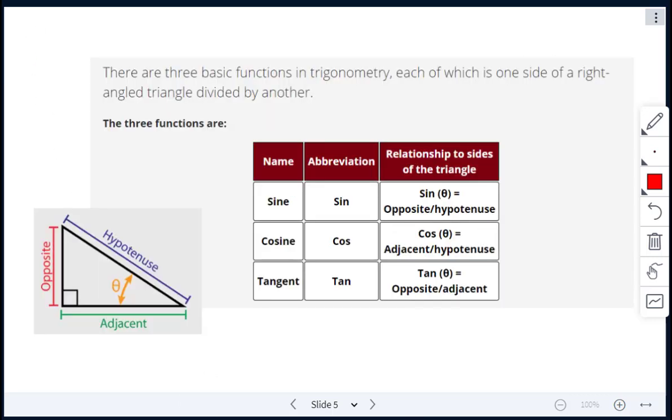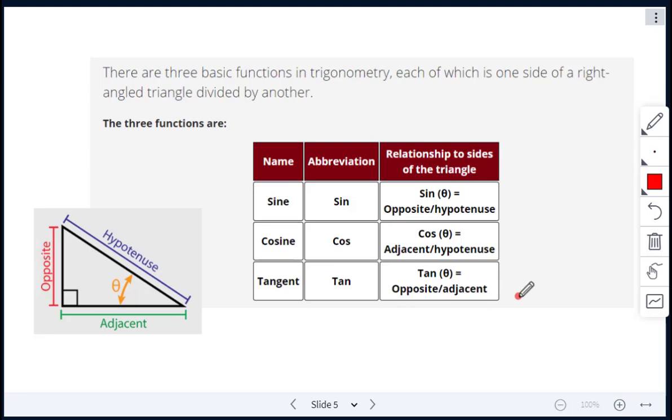Just to review those three basic functions in trigonometry: sine, cosine, tangent, and these are the abbreviations. The sine ratio is opposite divided by hypotenuse. Here is theta, so opposite divided by hypotenuse. The cosine ratio is adjacent divided by hypotenuse. And then the tan ratio is opposite divided by adjacent.